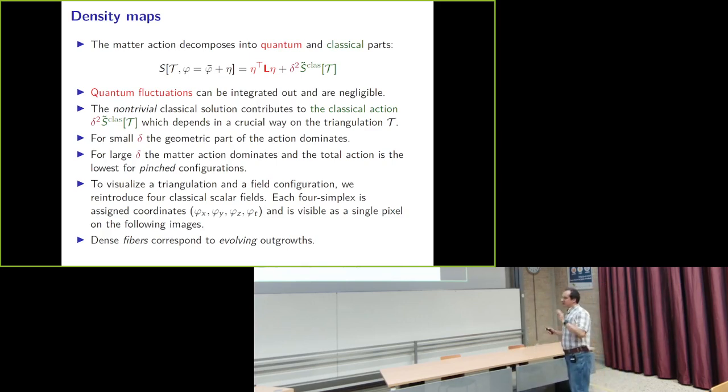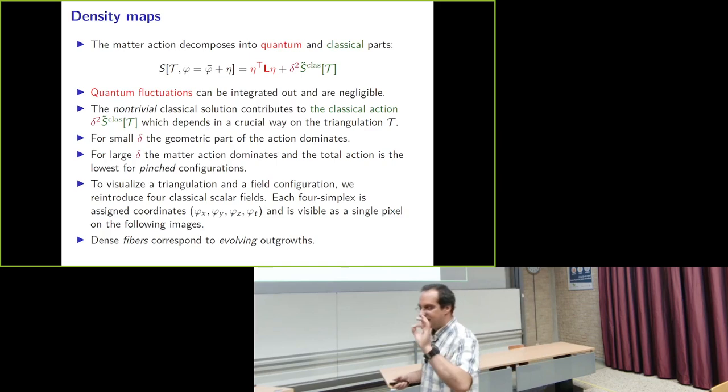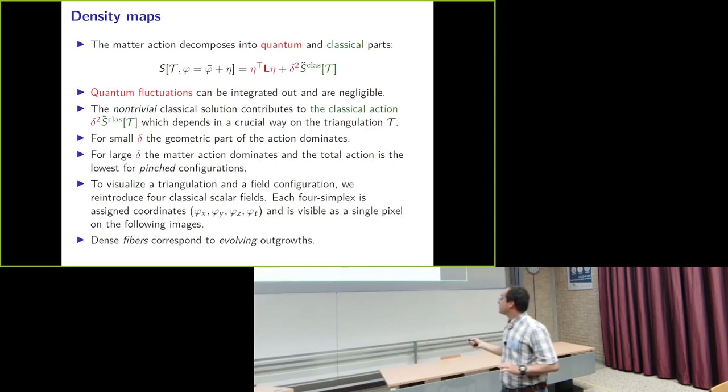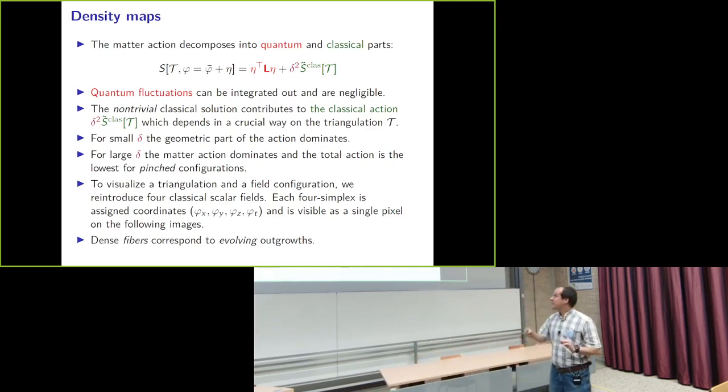So we will assign the value of those four fields, phi x and up to phi t, to each four simplex. So we can think of the field as living in the center of a simplex. We have these four fields. Phi x winds around the target space when we go along the x direction. And on the next plots or images, a single pixel will denote a single four simplex.